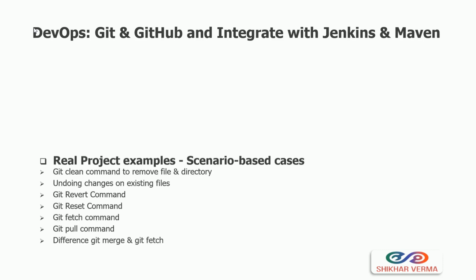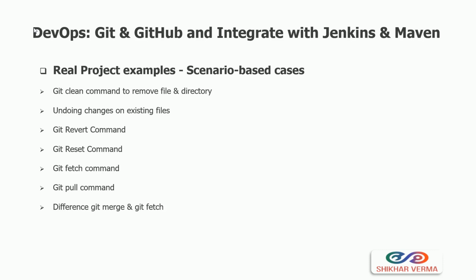The next section is real project examples, scenario-based cases. That's a very important section. Here we'll understand the git clean command, undoing changes on an existing file, git revert, git reset, git fetch, git pull and the differences between various commands.